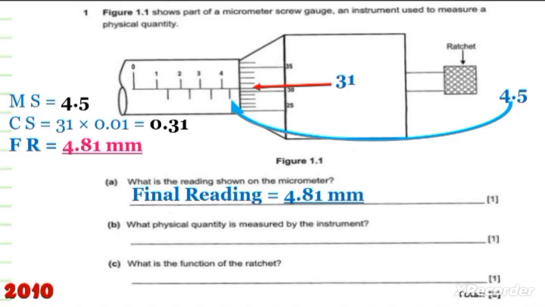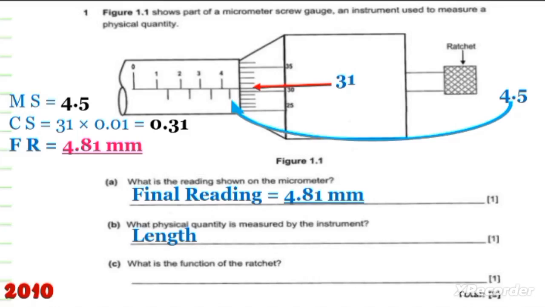Let us move to the next question, which is question B. What physical quantity is measured by the instrument? So if you remember very well, I said micrometer screw gauge is one of the instruments used to measure length. So micrometer screw gauge is used to measure length.